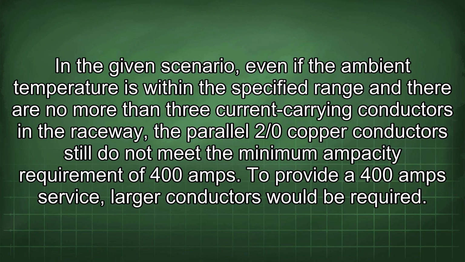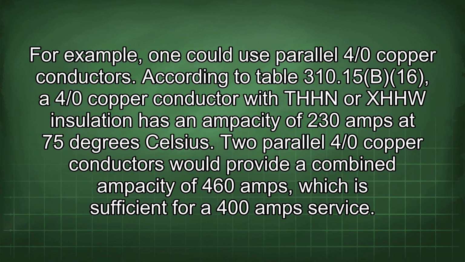In a given scenario, even if the ambient temperature is within the specified range and there are no more than 3 current carrying conductors in the raceway, the parallel 2/0 copper conductors still do not meet the minimum ampacity requirement of 400 amps. To provide a 400 amp service, larger conductors would be required. For example, one could use parallel 4/0 copper conductors.